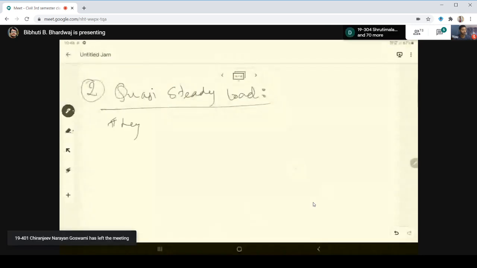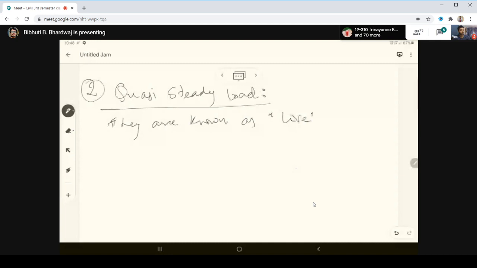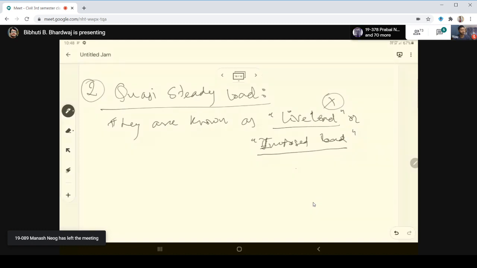Next, write down. They are known as deterministic up to some extent, but changes with time over a long period. They are known as live load or imposed load. Earlier it was termed as live load. Now this term is not used because it creates some kind of confusion. So it is called imposed load, or IL. So basically these are the loads which are constant for a period of time, but on a longer run it may get changed. And what will be the example?